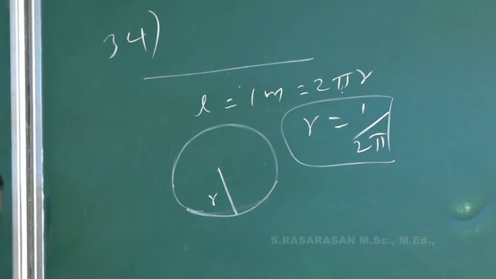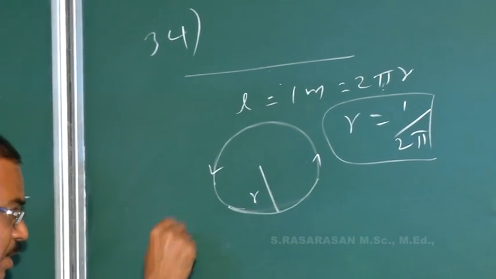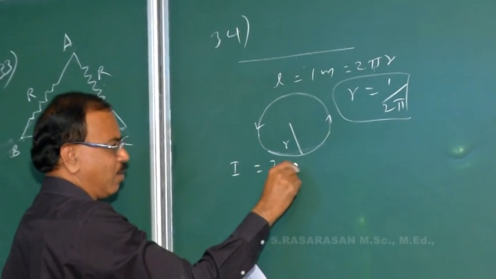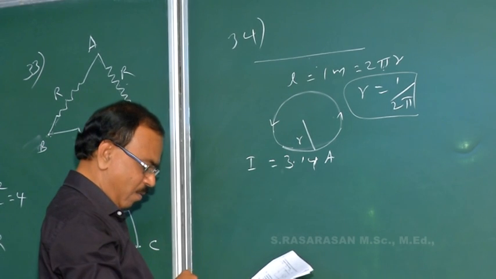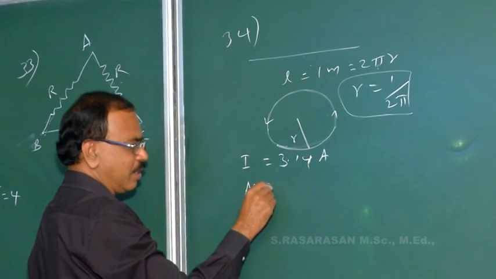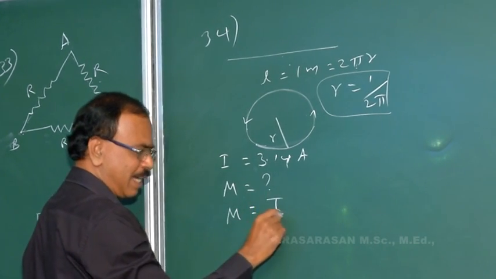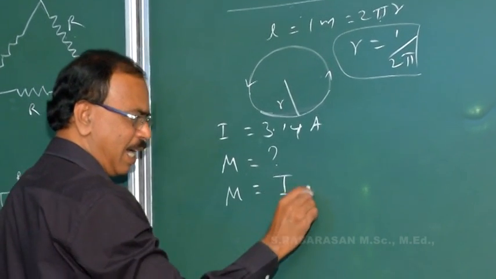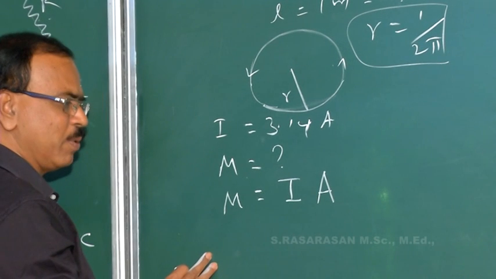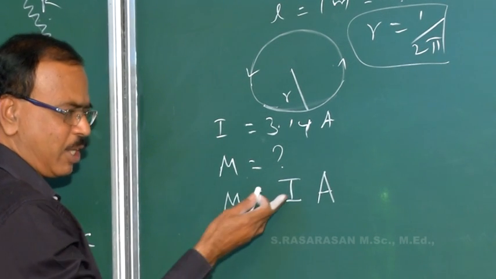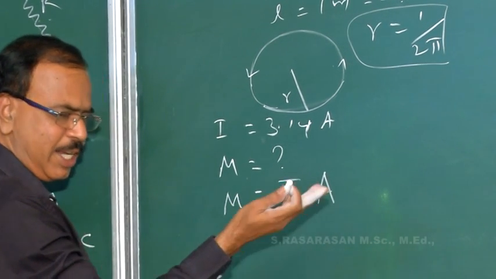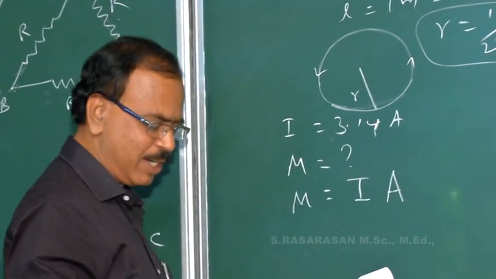What is the magnetic dipole moment? The current in the loop is, as given, I is 3.14 ampere. The magnetic dipole moment is, as I just mentioned, the product of the current in the loop and the area of the current loop. That's why the unit is ampere meter square. Area is meter square, current is ampere, so ampere meter square.